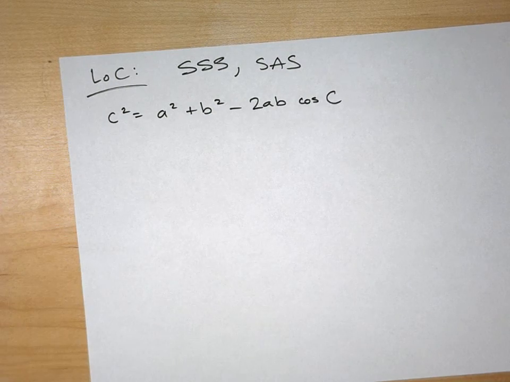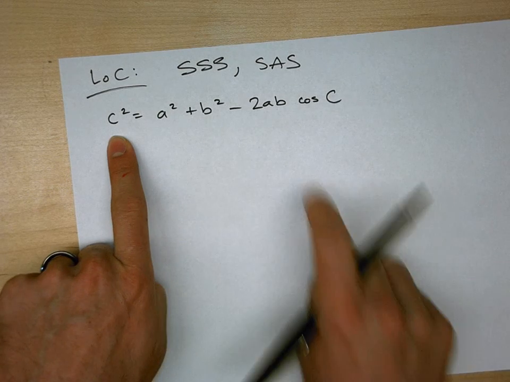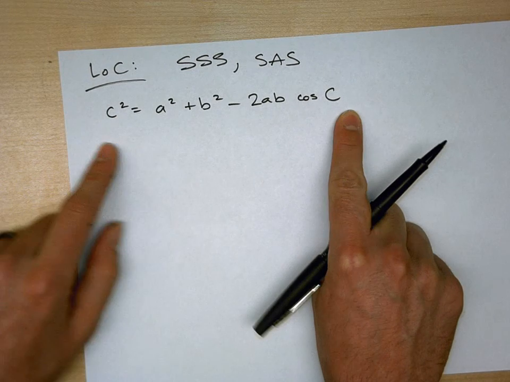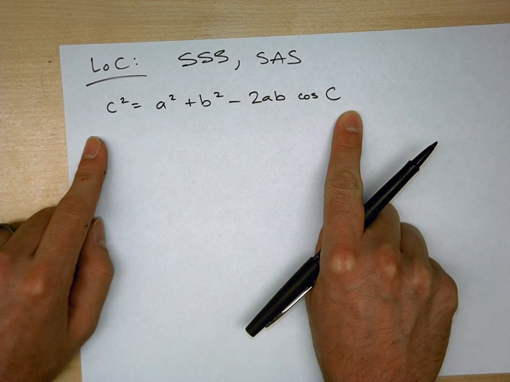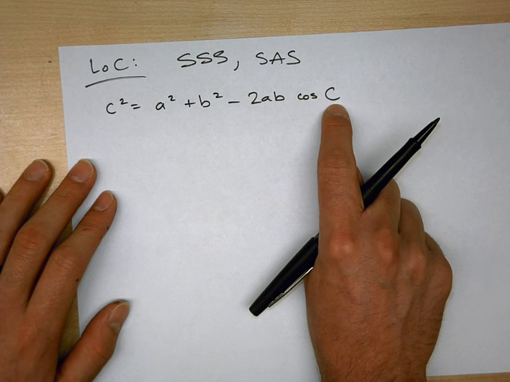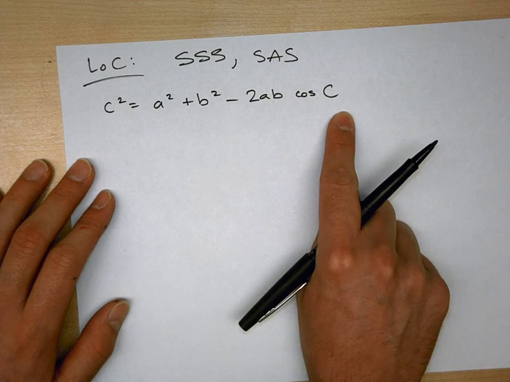It sounds a lot like a squared plus b squared equals c squared, but then you have to subtract this chunk, because this works for every kind of triangle, not just right triangles. And in right triangles, well, big C is 90 degrees, so cosine of C is 0, and so you end up subtracting 0 in a right triangle.